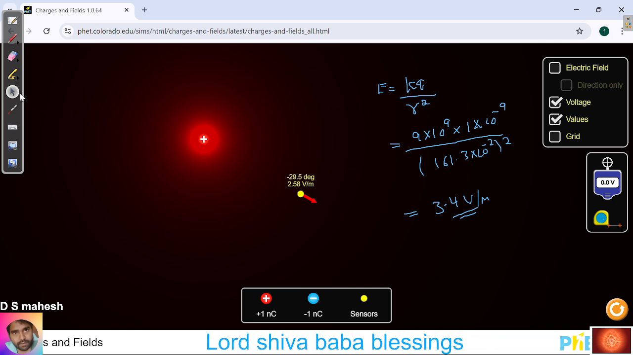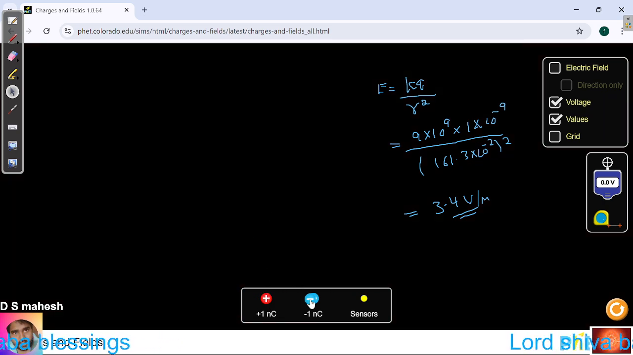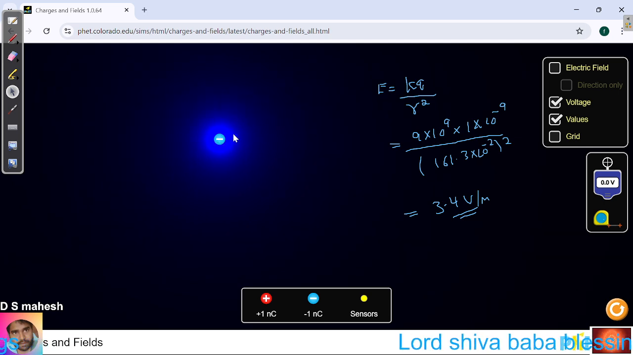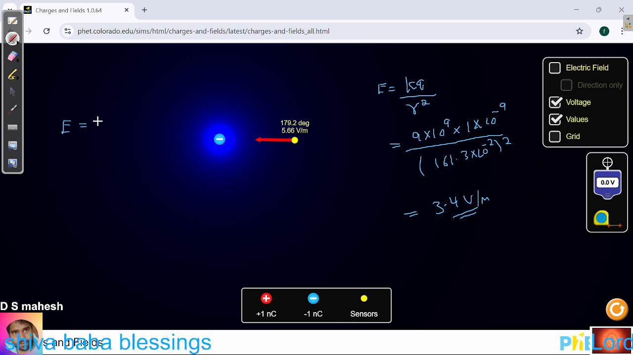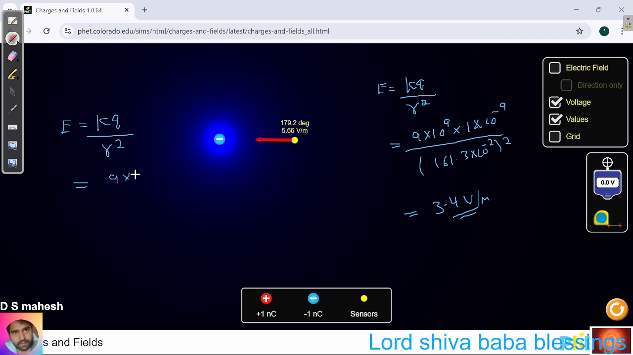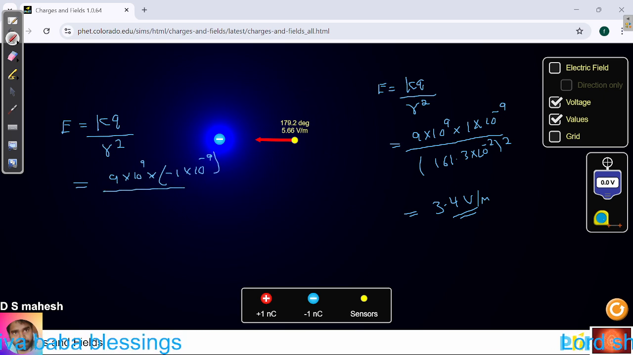Now let us consider the case of a negative charge. So instead of the positive charge, let me take the negative charge. Now let me consider finding its value. Again we will make use of the same equation to find the electric field value, K into Q divided by R squared. The value of K is 9 into 10 to the power of 9, into the value of Q, which is minus 1 into 10 to the power of minus 9, divided by distance.